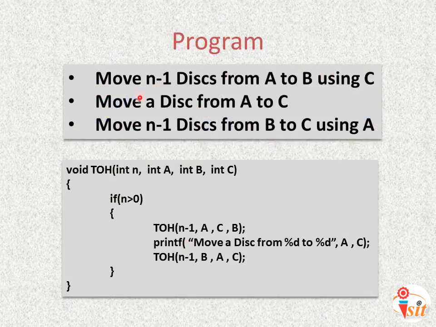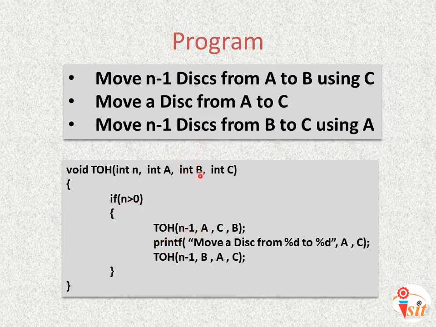Here you can compare these 3 steps with the algorithm. Move n minus 1 disk from A to B using C, and move a disk from A to C, n minus 1 disk from B to C using A. The algorithm is, if there are n disks and 3 towers are given A, B, C, and if there are more than 0 disks, then first step, n minus 1 disk.